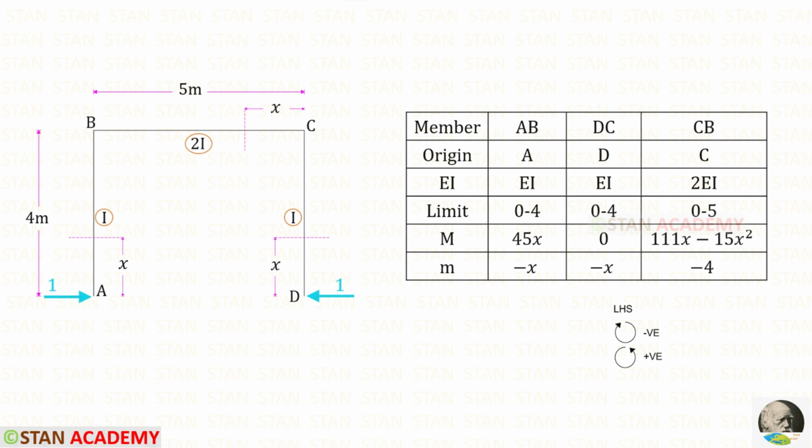Let us find the moment in CP. Up to the section, we have only HD. It is acting in the clockwise direction so that it will be negative and the distance is 4. Minus 1 into 4, it will be minus 4.